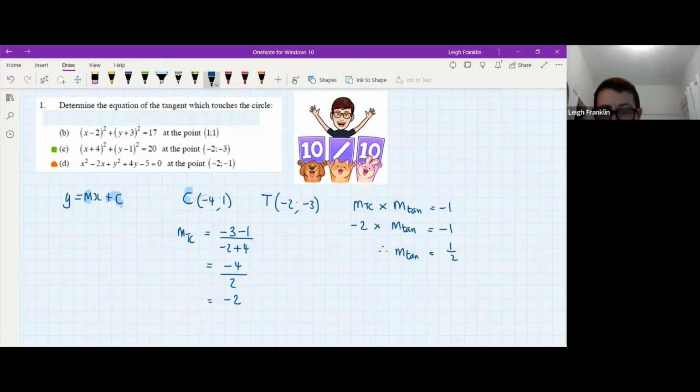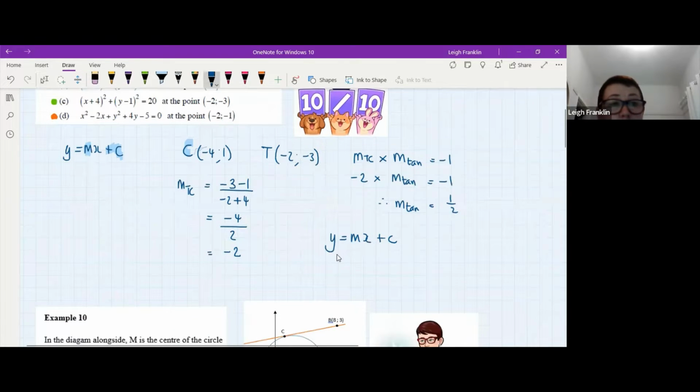Okay, and now we can go ahead and sub into y equals mx plus c. What we want to do is sub in the gradient, and sub in the point that the tangent goes through. So it also goes through the point of tangency.